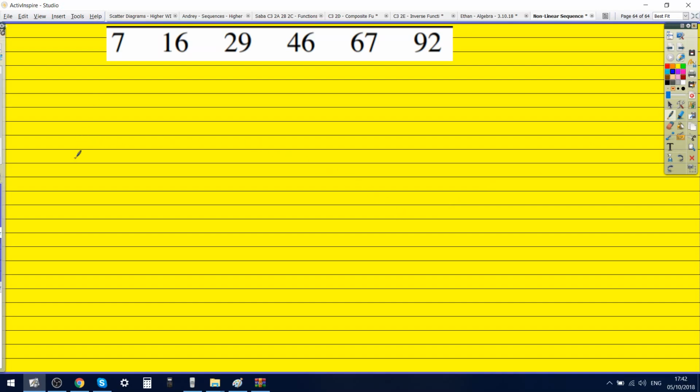So the nth term is just 9n minus 2. You're thinking of a linear sequence? This is quadratic. Oh, sorry, the difference is 9 for the first one. 9, 13, 17, 21, and then 25.